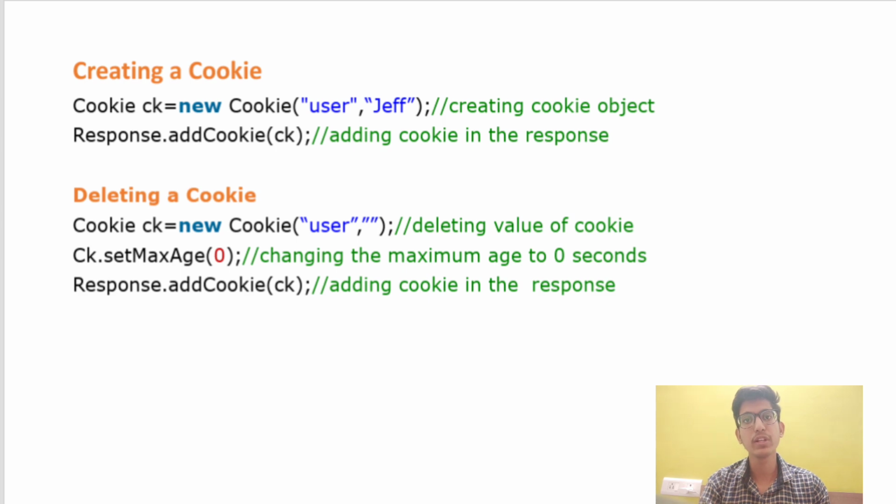How to create a cookie? To create a cookie, we have just to write Cookie name is equals to new Cookie, and in the constructor of cookie we have to pass two parameters. First one is the name and second one is the value of that cookie. So after creating a cookie, what we have to do? We have to add that cookie into the response object. We can add it by res, that is response object dot addCookie, and in the parameter we pass the cookie name.